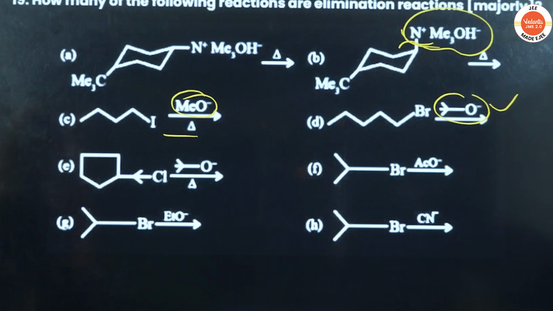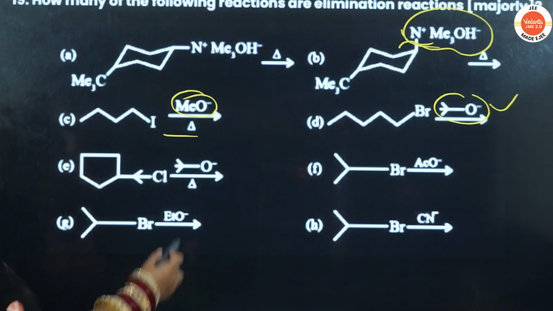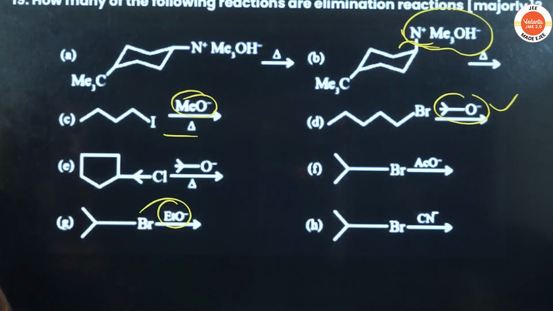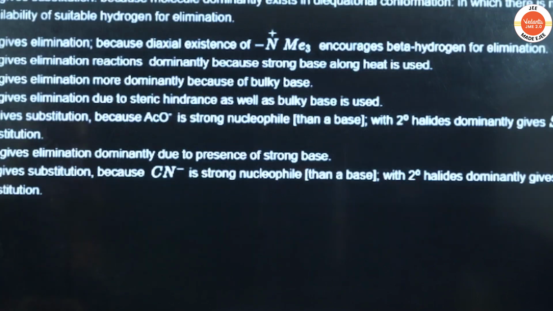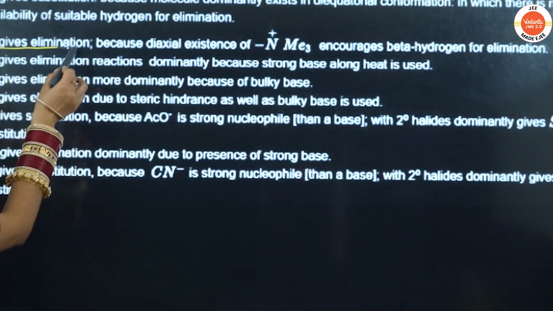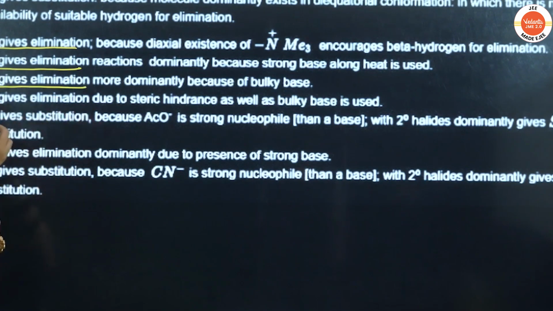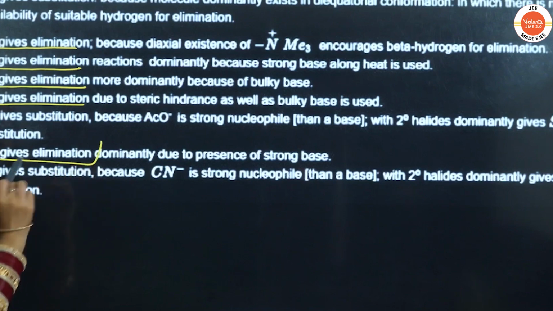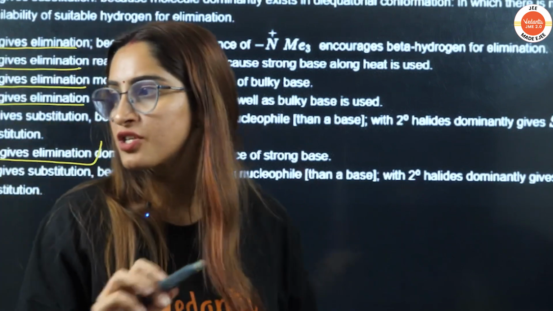This will also show elimination reaction. Wait a minute. A, B, C, this will show. Then this will not show. EtO will also show the elimination reaction. This also will show the elimination reaction. So according to me, it's B, C, D, E, G. 5 will show the elimination reaction. Let us see. B, C, D, E, and G. Yes, all of them are showing elimination reaction.